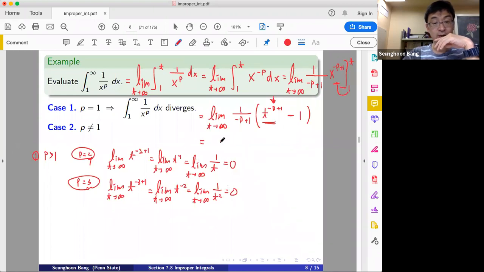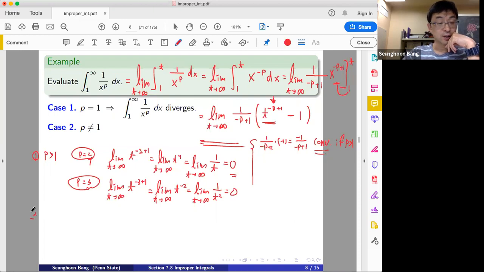What is the limit? We have one possible answer here. The t to the minus p plus 1 is going to 0. The remaining part is 1 over negative p plus 1 times minus 1. So exactly negative 1 over negative p plus 1, a finite number. So it converges if p is greater than 1, a convergent result.